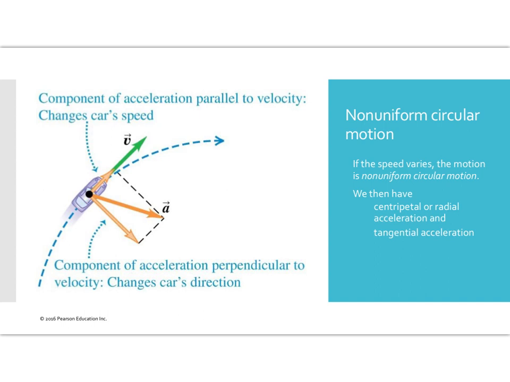Now, there is also the possibility that as an object travels in a circle, it might also be increasing or decreasing its speed. And that means there can also be a parallel acceleration, that is, an acceleration that is parallel to the velocity vector, which is responsible for a change in speed. And so we end up with two different accelerations. We have this tangential acceleration, and this is due to a change in speed.